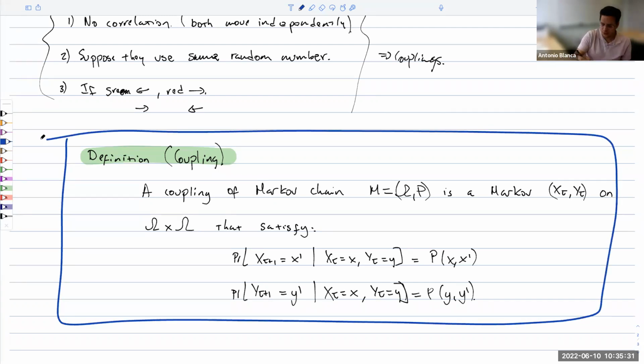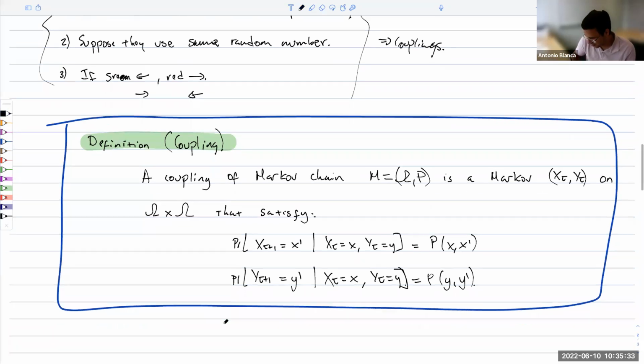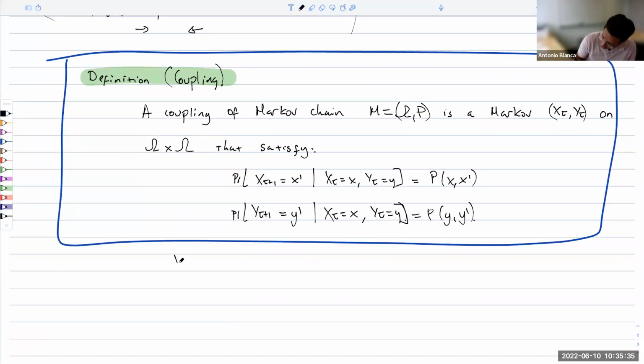And remember what this means in words. It's good to emphasize it: if you look at the sequence X_0, X_1, X_2, just at X or just at Y, these are both instances of M, both valid realizations.